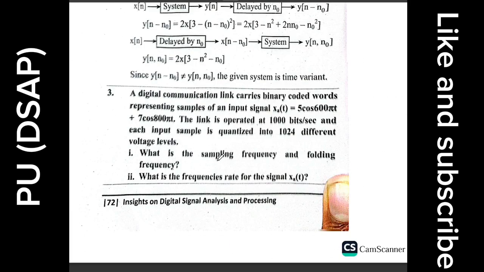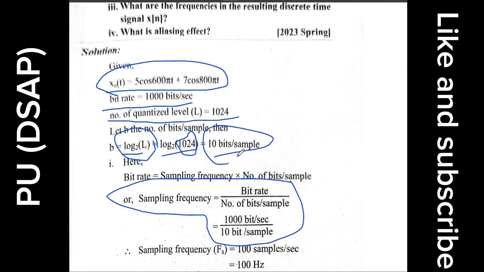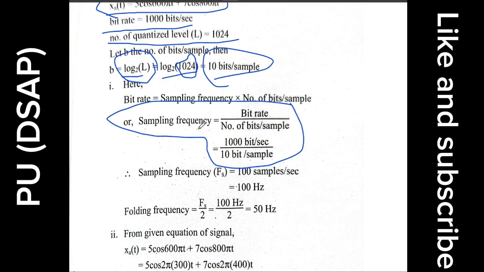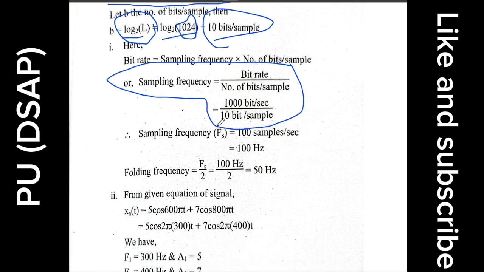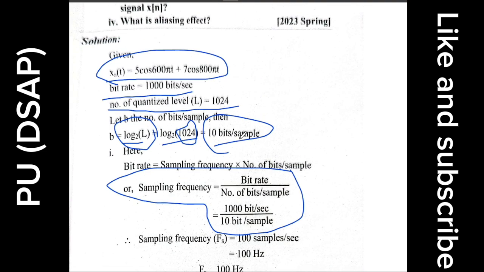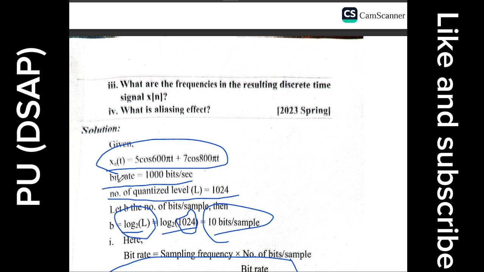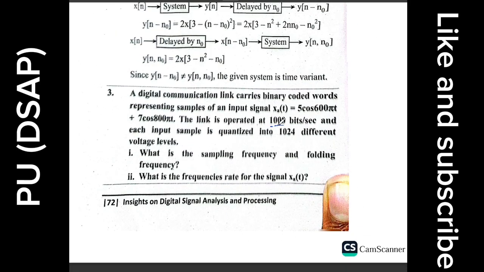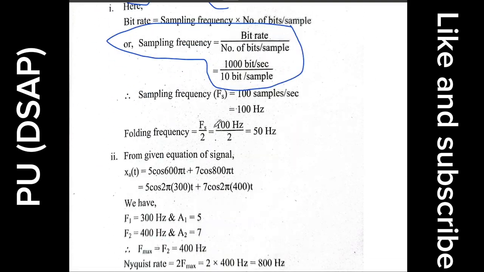We were asked for the sampling frequency and folding frequency, so we'll find the sampling frequency first. For that we have a formula: sampling frequency equals bit rate divided by number of bits per sample. The number of bits is 10, and the bit rate, 1000 bits per second, is given in the question. So you can check it, and we get 100 hertz. This is the sampling frequency.